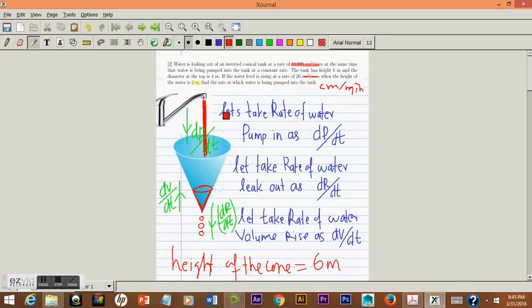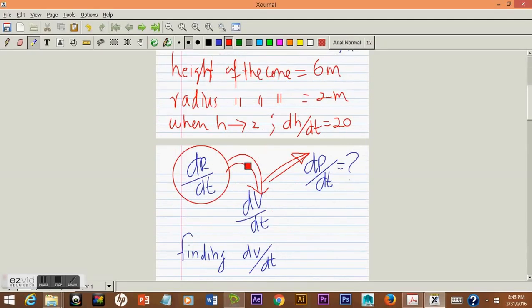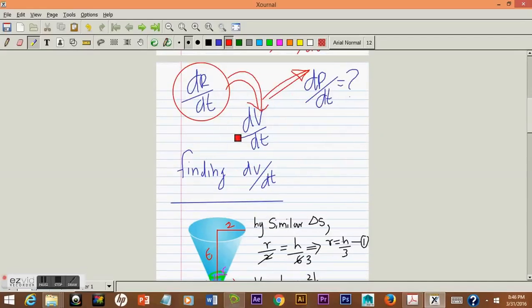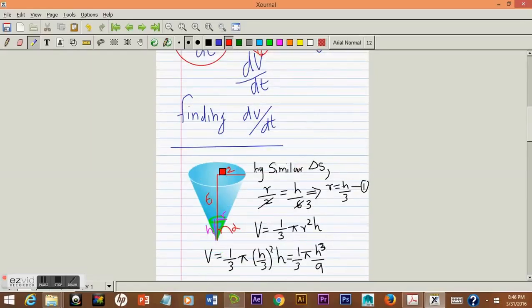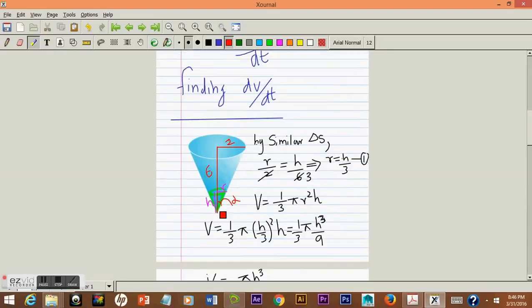So our question is to find dp by dt. To find dp by dt, the dr by dt value is given, so we have to go for dv by dt, and from that we go to dp by dt. That is our target. So finding dv by dt, we copy the diagram, marking all the values and data here. We mark the semi-vertical angle as alpha, and r and h, and 6 and 2. By similar triangle principles, r over 2 equals h over 6, and simplifying I got r equal to h by 3.